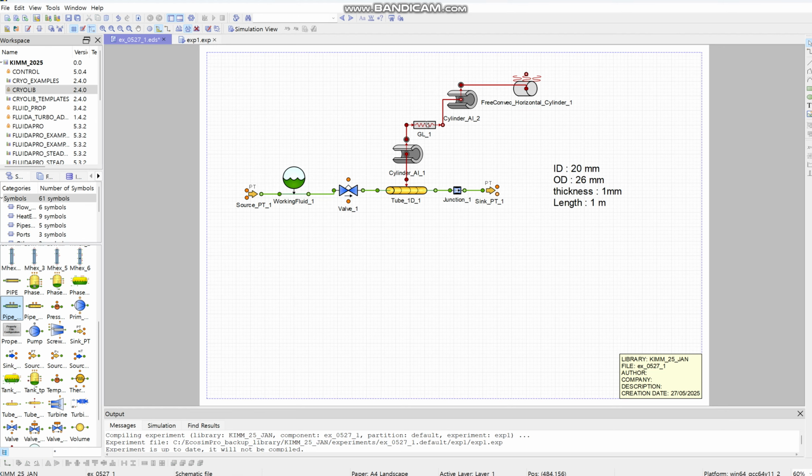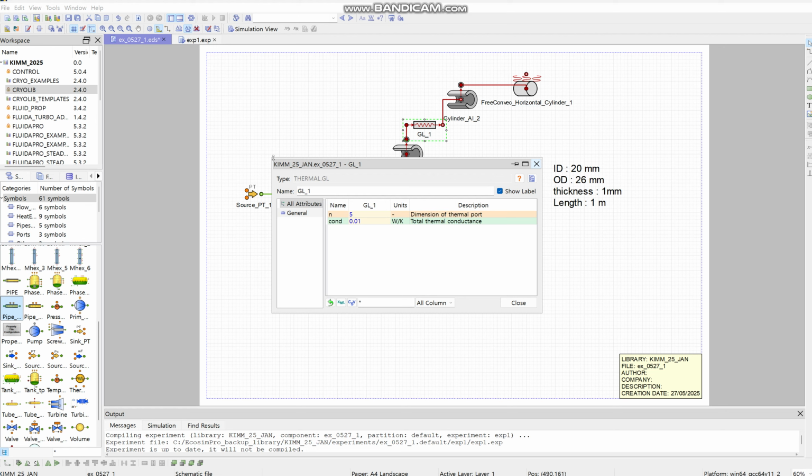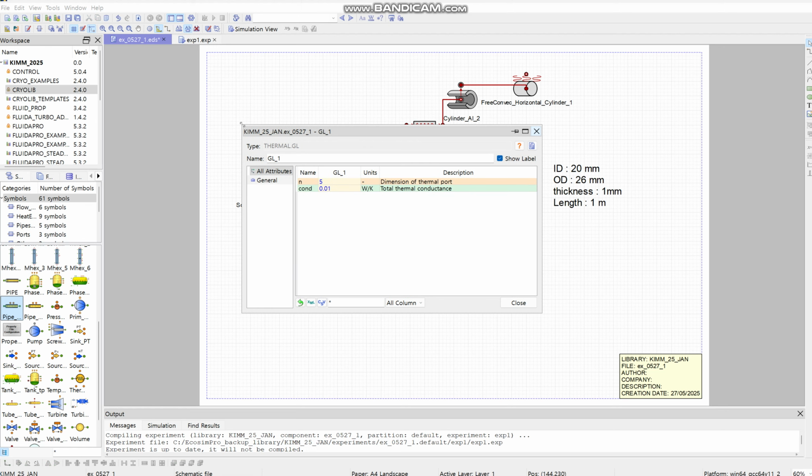And let's see the GL component. The GL component represents the conduction. So we can put the total thermal conductance in watt per Kelvin. You can calculate the watt per Kelvin conductance of your pipe layer, and just put it in here. And also in here you should set 5 nodes as well.